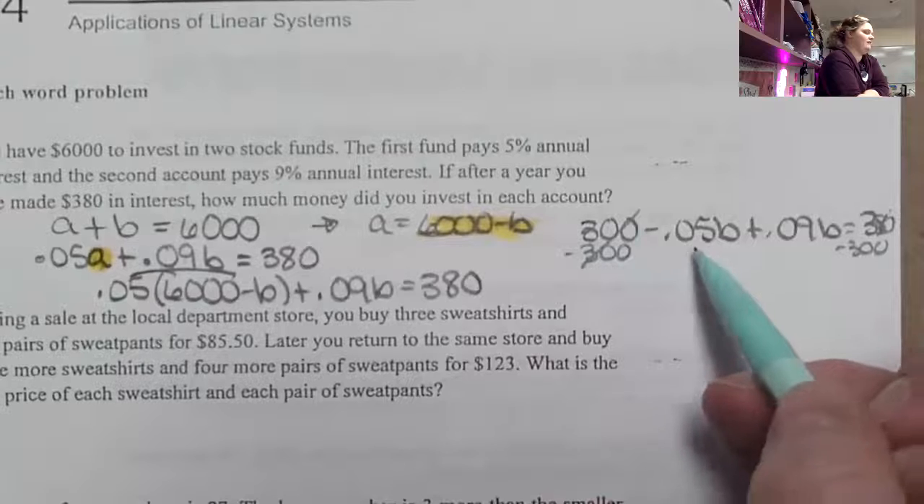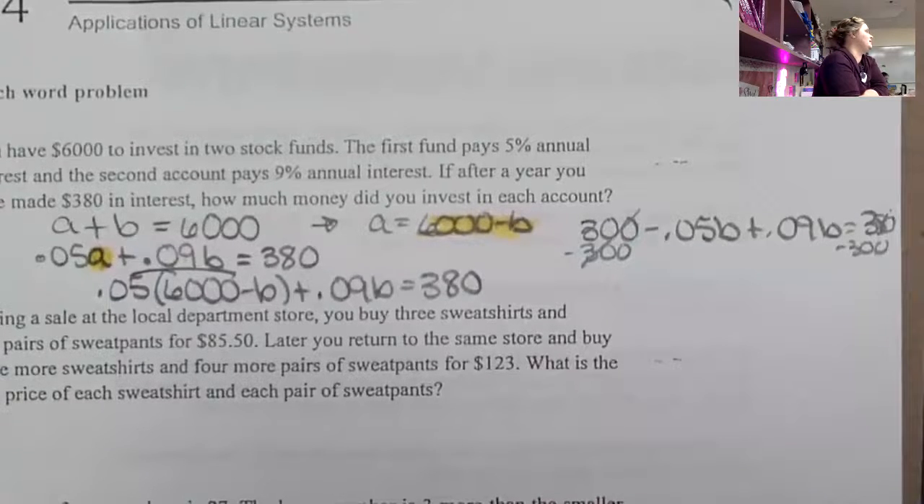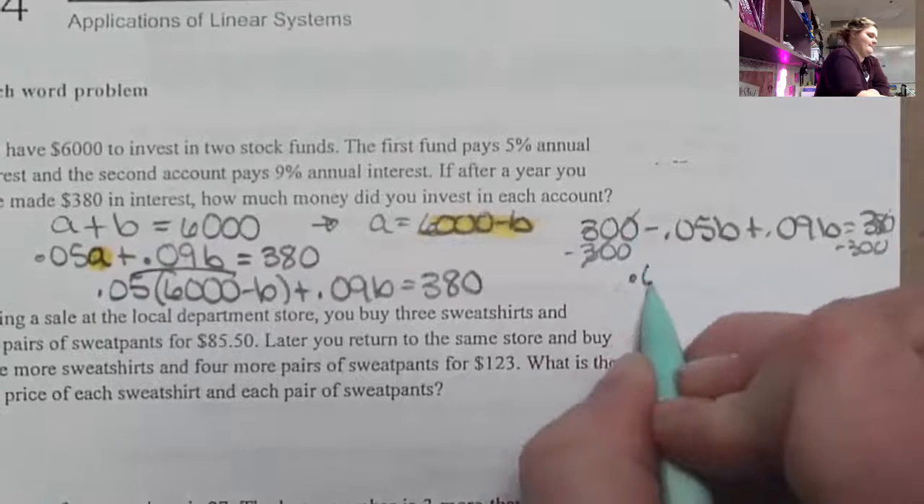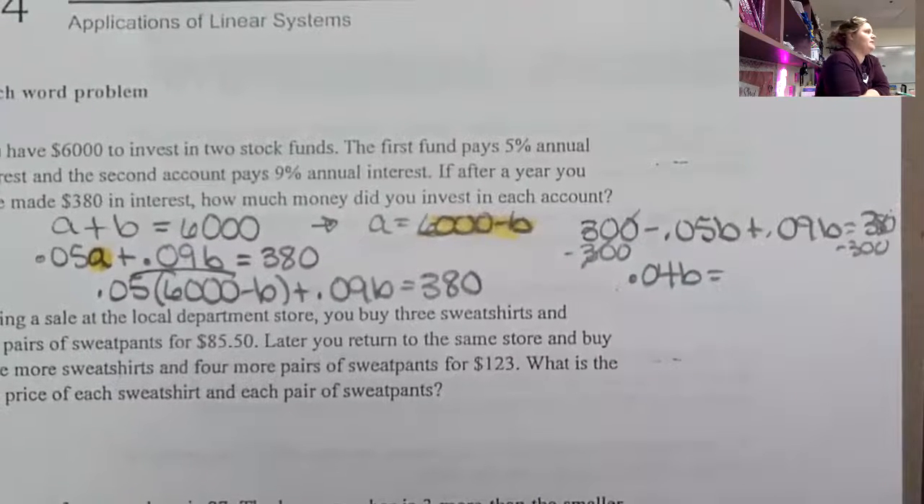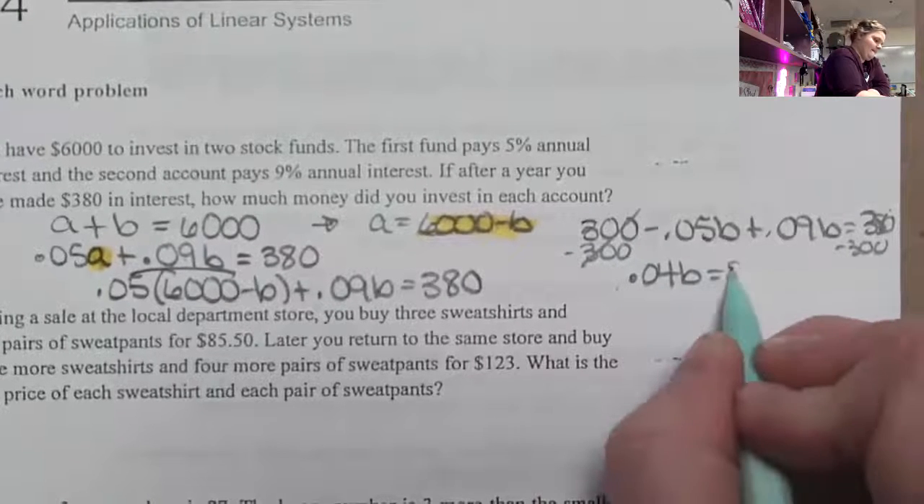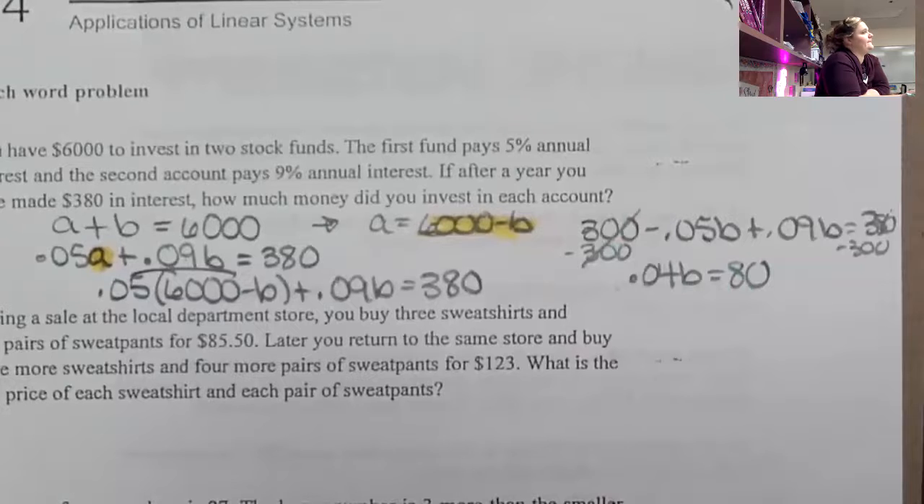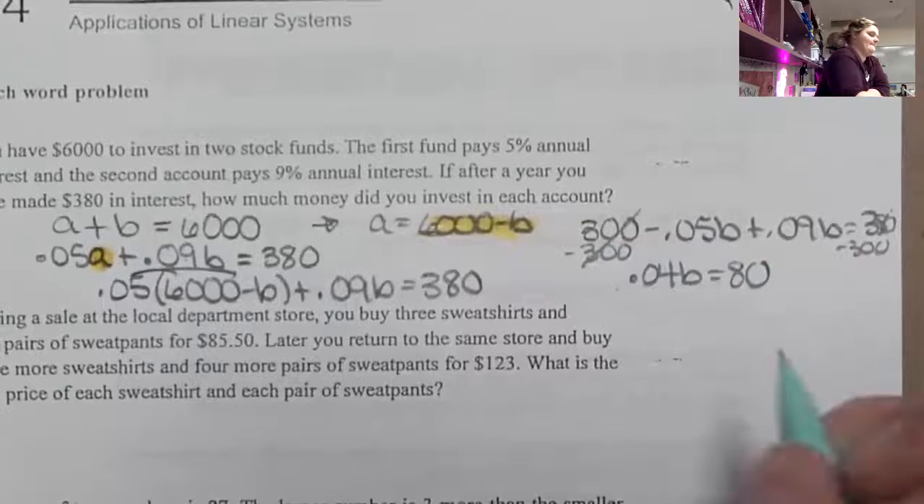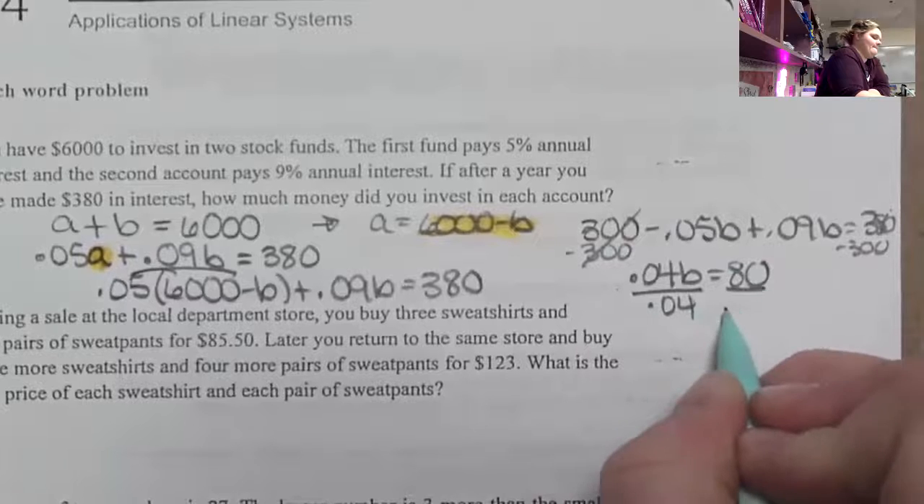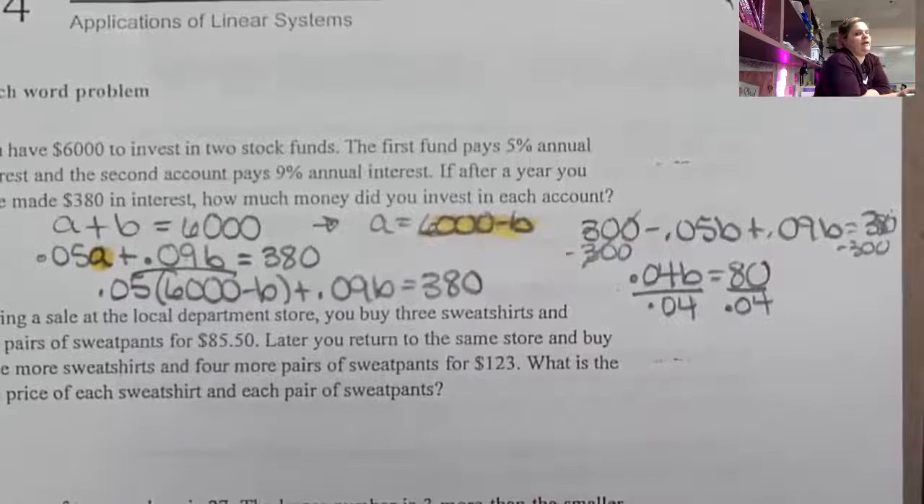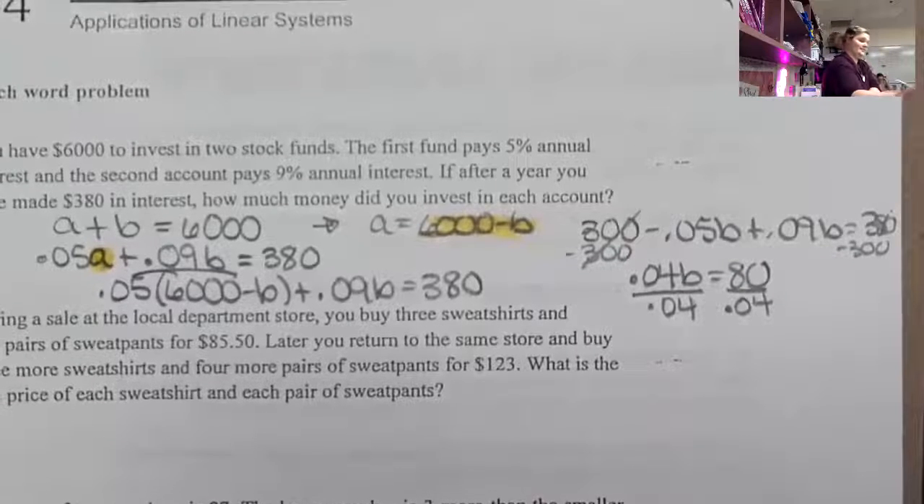What's negative 0.05 plus a positive 0.09? 0.04. What's 380 minus 300? 80. So if I wanted to get this B by itself, I need to divide by 0.04. Yep. What is 80 divided by 0.04? Get your calculators out. I'm just trying to write all this down. 2,000.